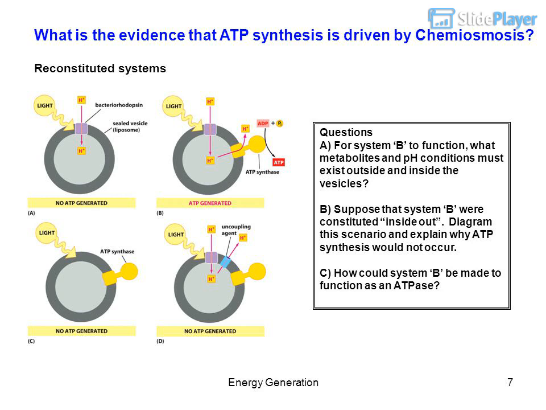Reconstituted systems. Questions. A. For system B to function, what metabolites and pH conditions must exist outside and inside the vesicles? B. Suppose that system B were reconstituted inside out. Diagram this scenario and explain why ATP synthesis would not occur. C. How could system B be made to function as an ATP assay?